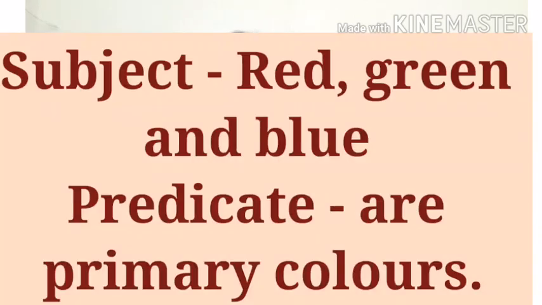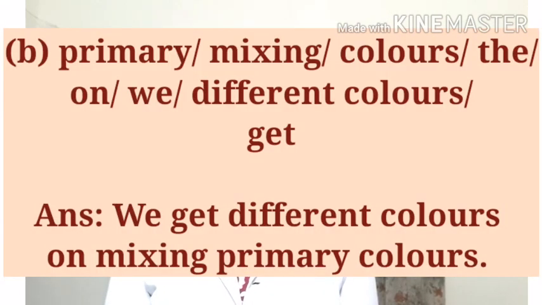So you can ask, what are primary colors? When you ask the question what to the verb are, you get the answer. What are primary colors? Red, green and blue. So red, green and blue are the subject. Are primary colors is the predicate in that sentence. Look at the next one. Look at the next sentence.